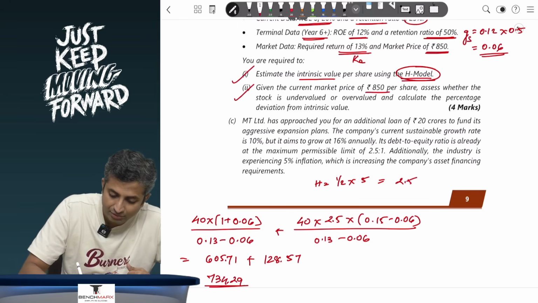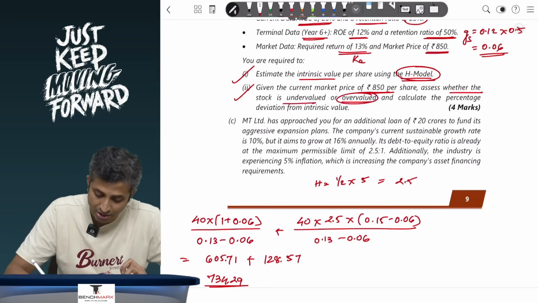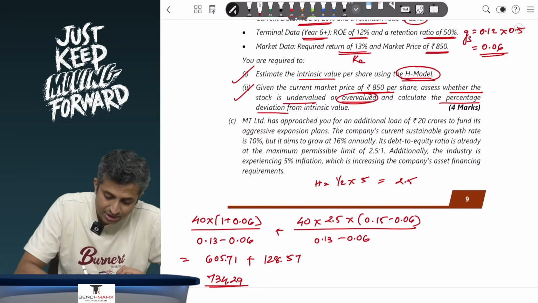Given the current market price of 850, assess whether the share is undervalued or overvalued. Sir, it is overvalued. In the market, it is worth 850. As per H model, the value should be 734. And calculate the percentage deviation from the intrinsic value.